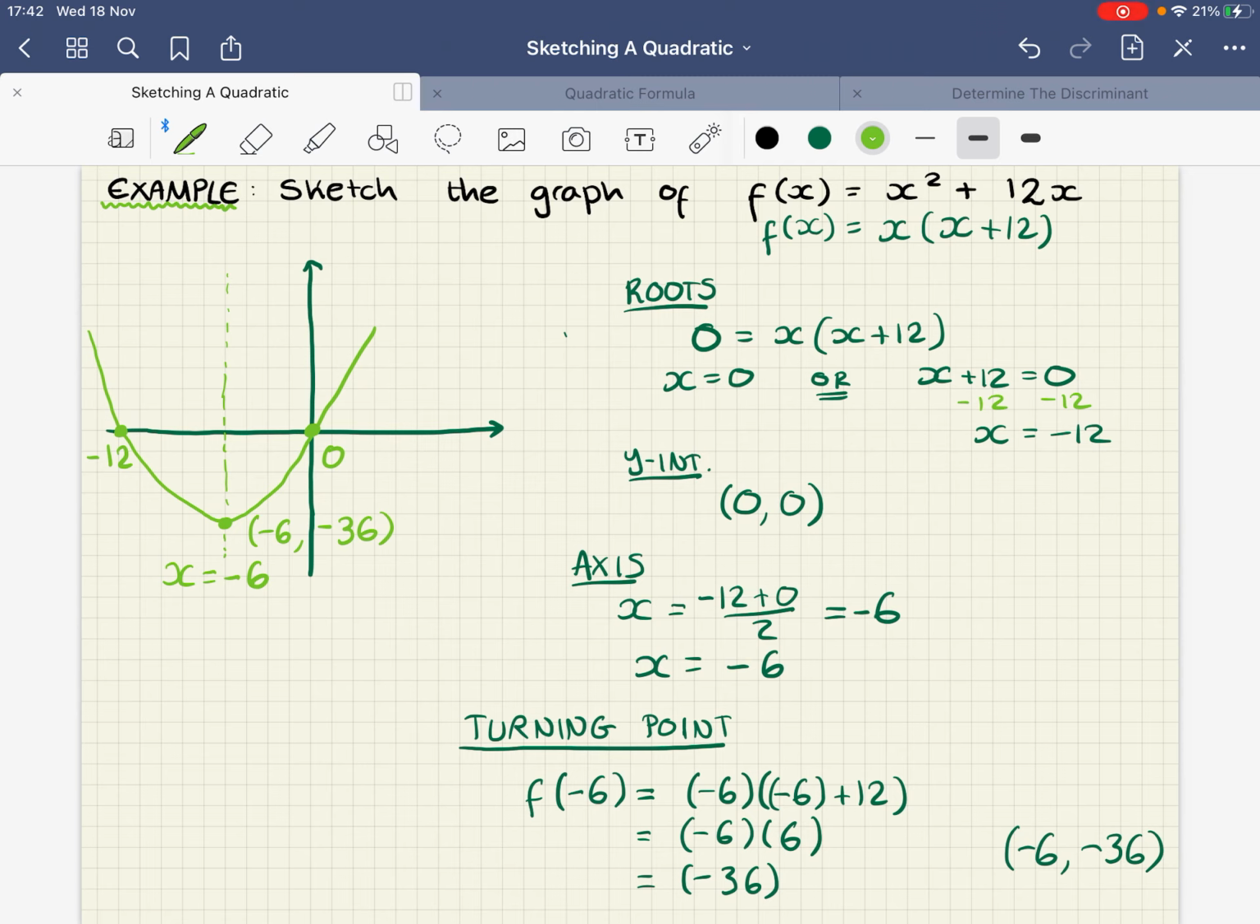Just make sure that when you are calculating these values, you are also doing your best to sketch it, because unfortunately you don't get the marks unless it's on the graph.